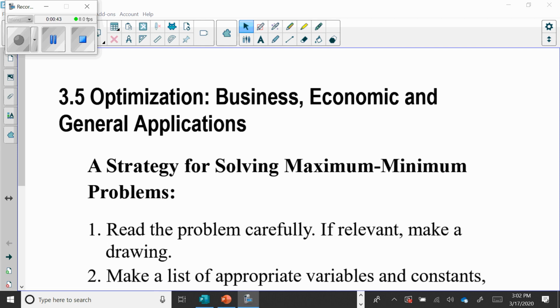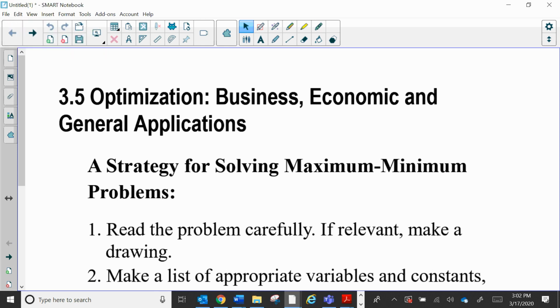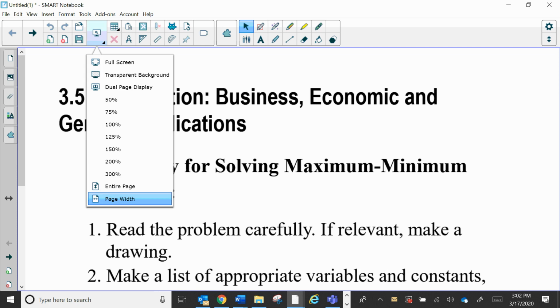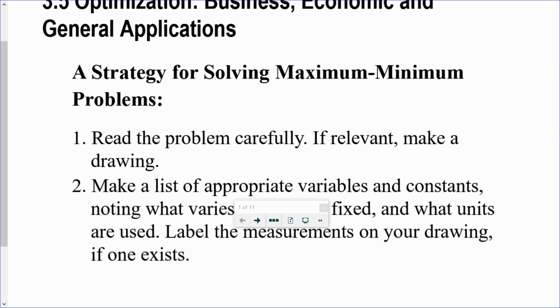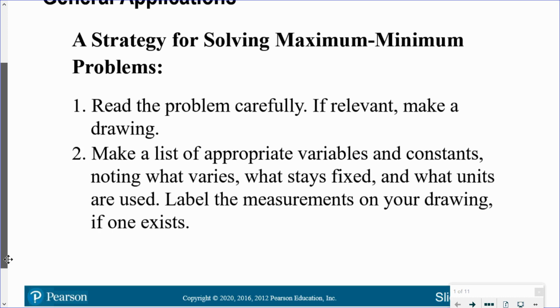Okay, so let's get back to 3.5 optimization. We were talking about this last Wednesday, I believe, which was our last day of class. If you go to your notes section, you should be able to see these notes. They're labeled as 3.5, and you can get all of these notes there. We did talk a little bit about these items last class.